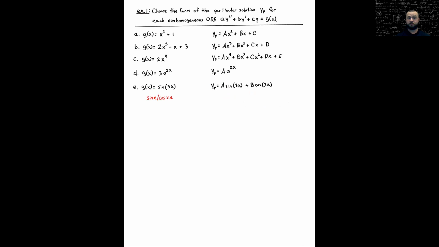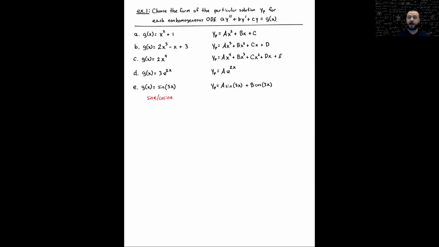All right, let's take a look at a fifth example here. g of x is sine of 3x. And due to how second derivatives work for sine and cosines, the first derivative switches, but then the second derivative comes back. If our g of x contains a sine term, sine of 3x, our particular solution might need to include a cosine of 3x term.